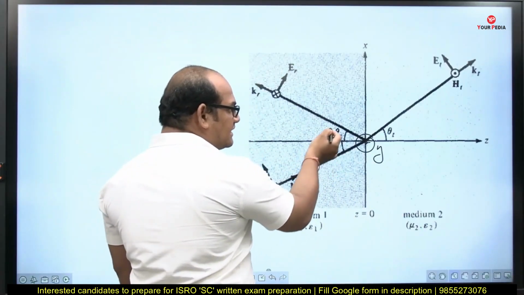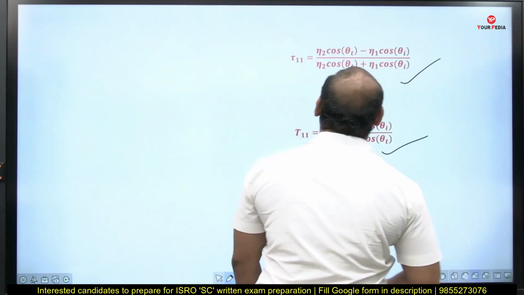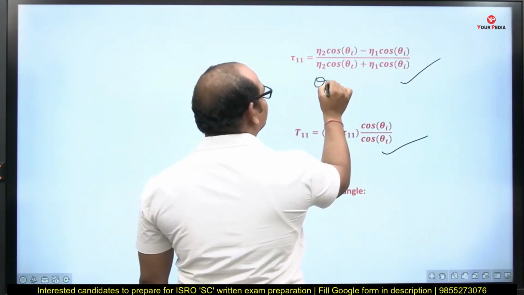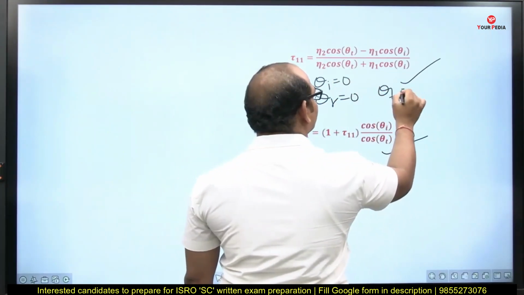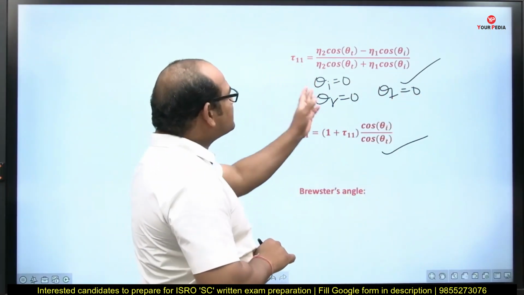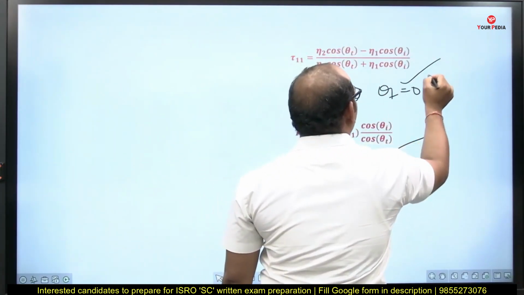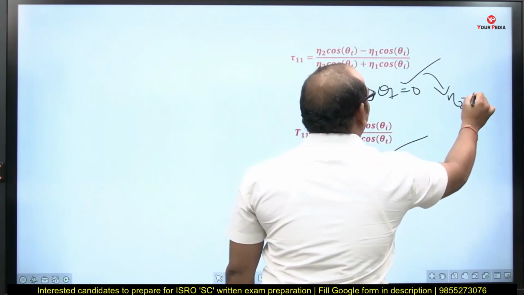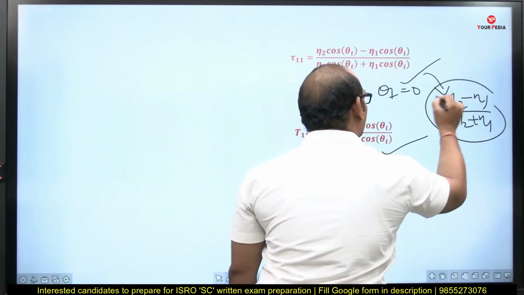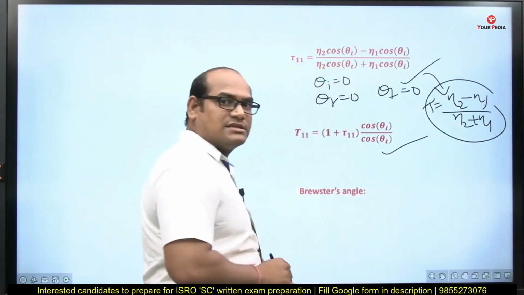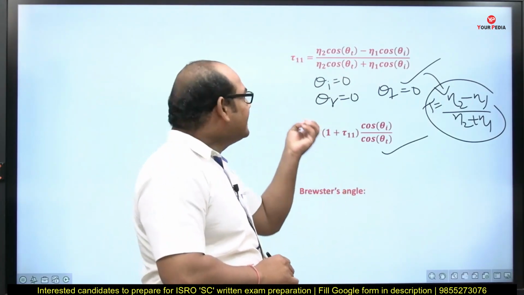Here theta I, theta R, theta T are available. So in case of normal incidence, what is theta I? 0. What is theta R? 0. And what is theta T? 0. If you substitute here, cos theta 1, cos theta 1, so it will be reduced to (eta 2 minus eta 1) by (eta 2 plus eta 1). This one we have already derived in the case of normal incidence. So in normal incidence, the angle of incidence is 0.